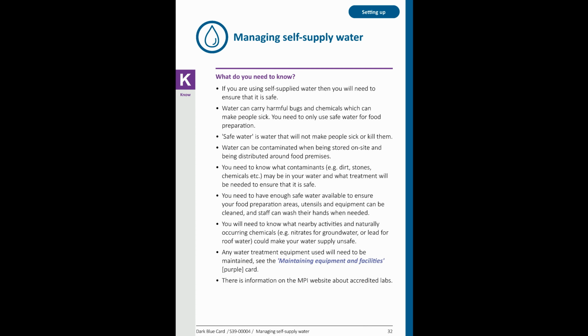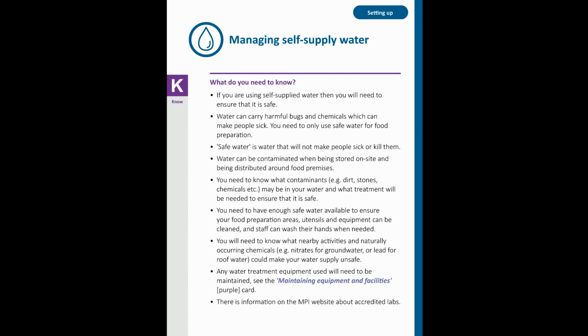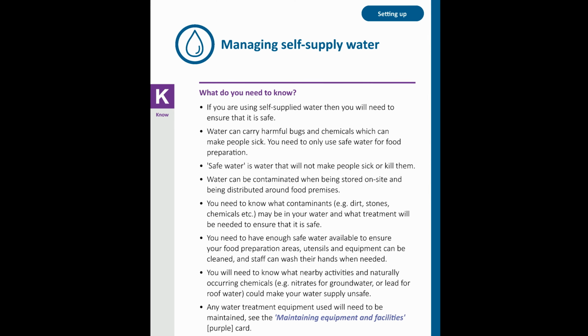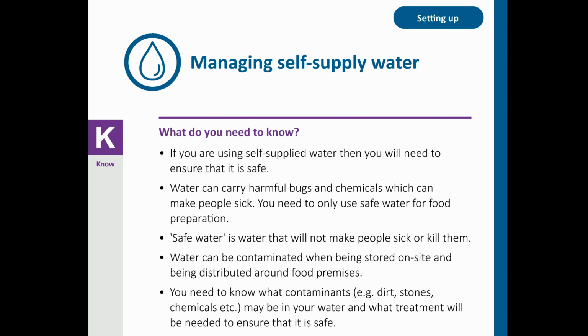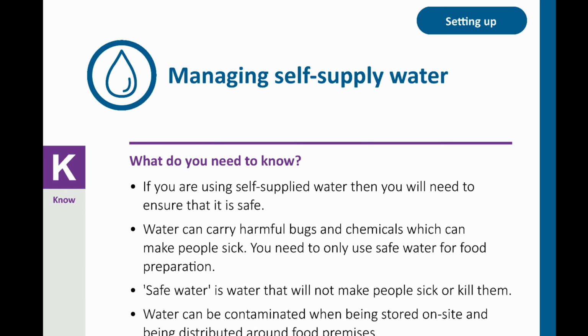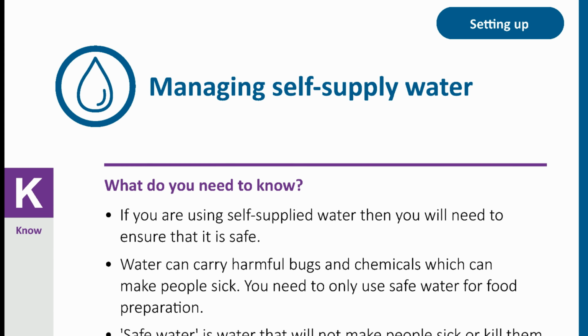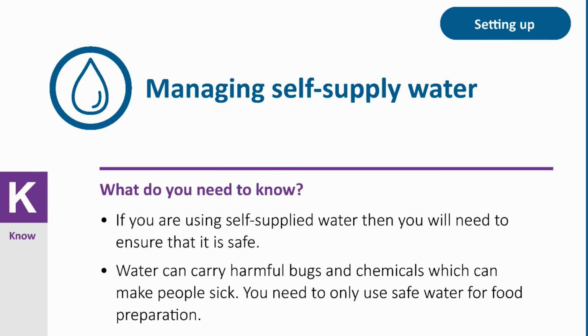In this lesson, we are going to read through the Managing Self-Supply Water topic in the Template Food Control Plan. This is one of the dark blue colored cards in the Setting Up section of the plan and is page number 32.